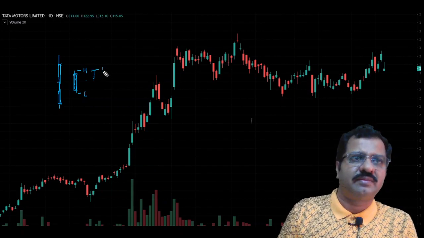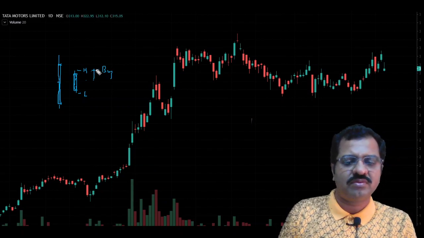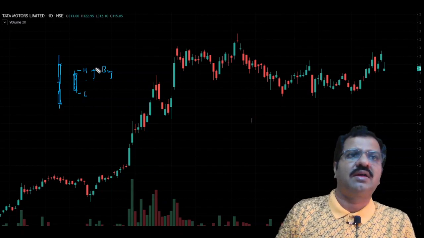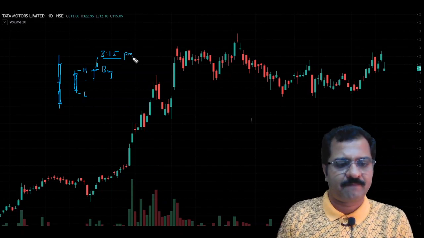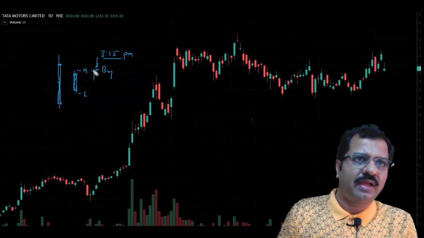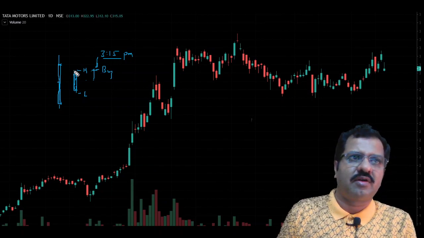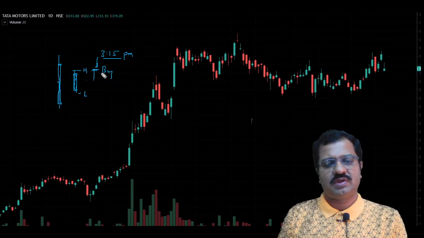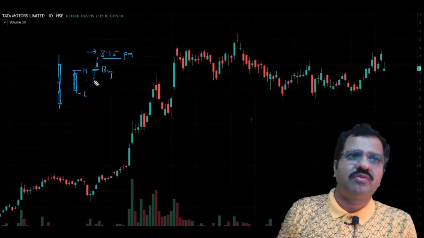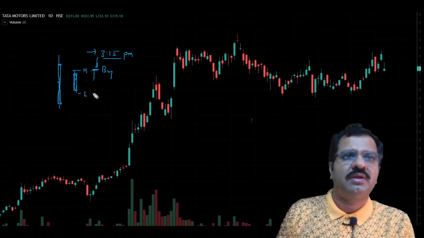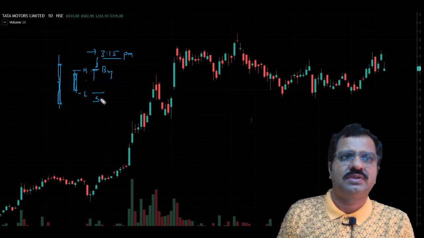you have to buy at the high. Once the high is crossed, one tick above, you have to buy and ride it till 315. At 315 you have to square off. Fine. You have to buy at the high of the previous candle and square off at 315. What will be your stop loss? Your stop loss will be the low of this candle. This will be the stop loss.